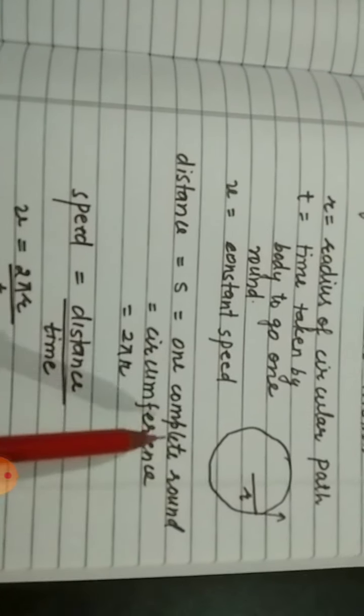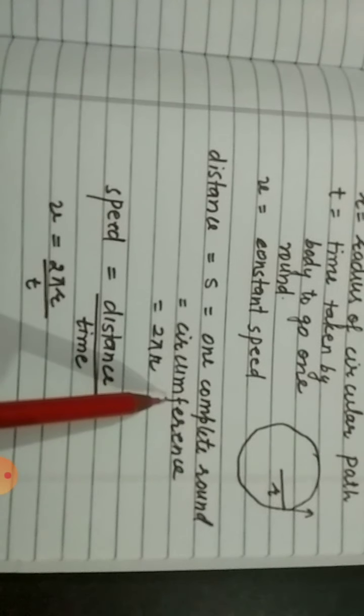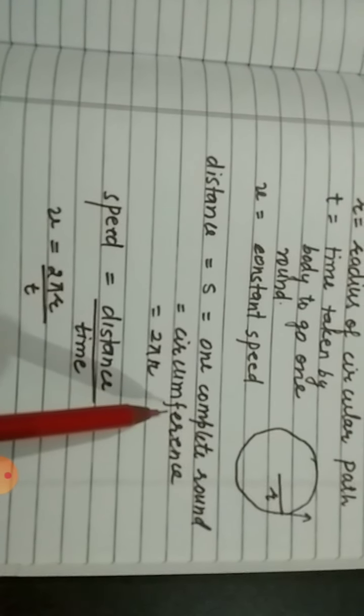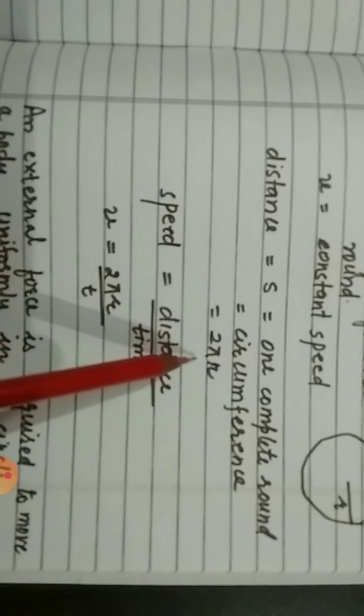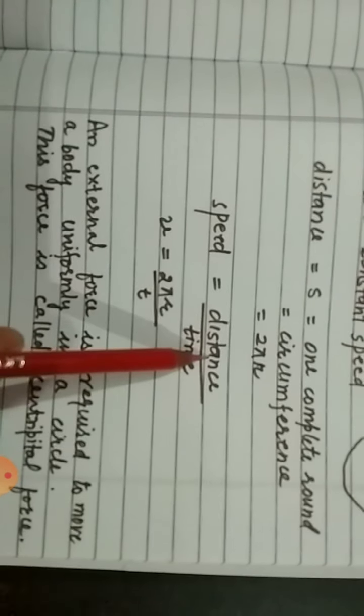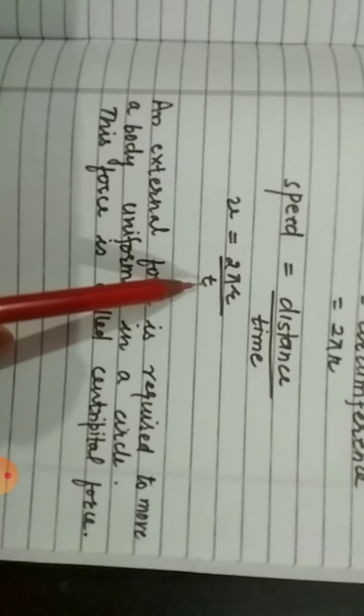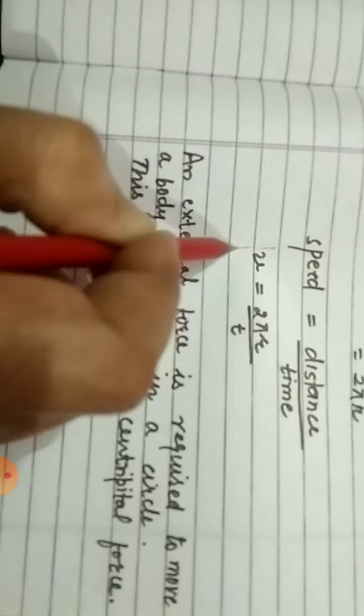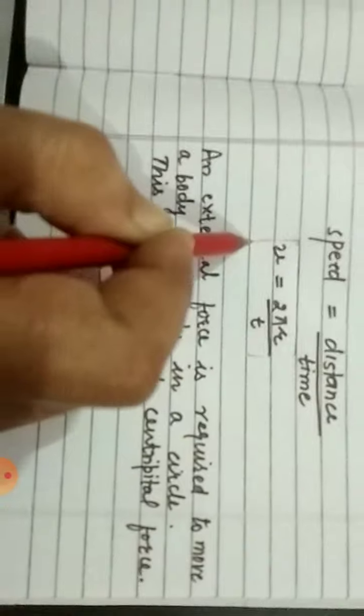So this one complete round means circumference. I have told you, for one complete round of the circle, the distance is the circumference, and the circumference is 2 pi r. What is the formula for speed, students? Speed is equal to distance travelled in a given time. So you can write it. Distance is 2 pi r. Keep it here, 2 pi r divided by time. This is the formula for the calculation of speed along a circular path.